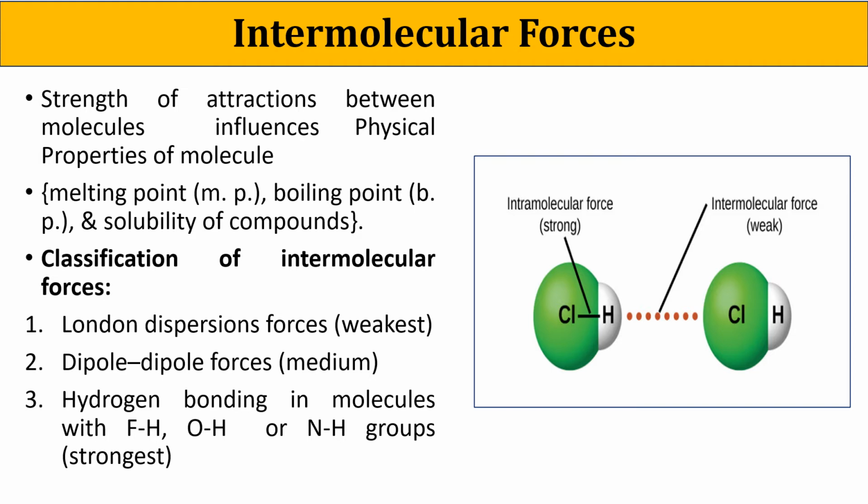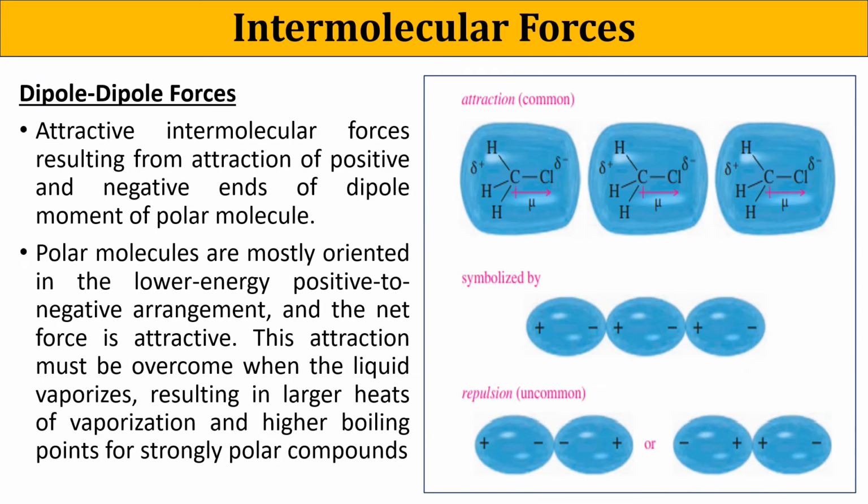OH bonds and NH groups. These are the strongest bonding, or they have the strongest intermolecular forces. London dispersion forces are the weakest and hydrogen bonding has the strongest intermolecular forces. Let's look at each one separately.